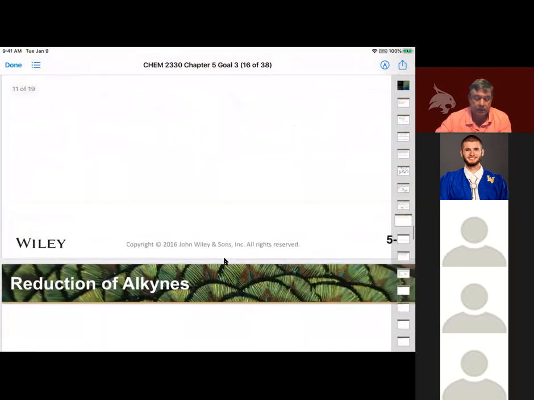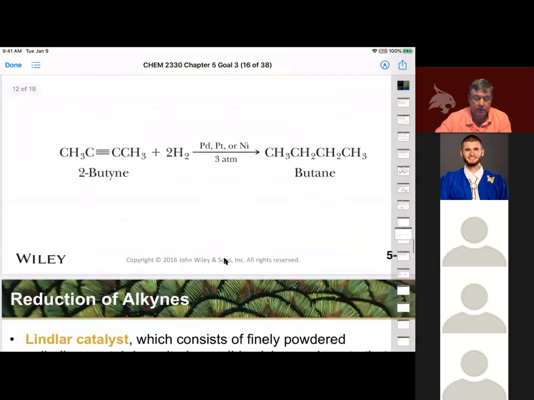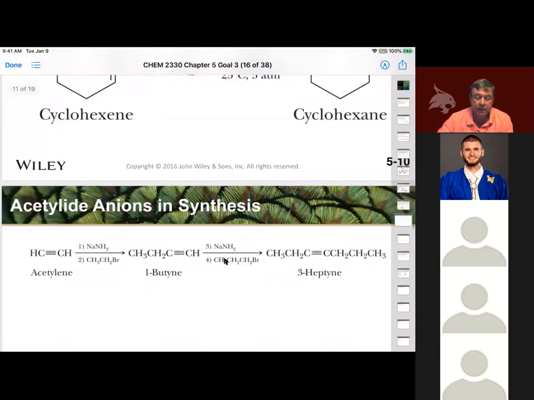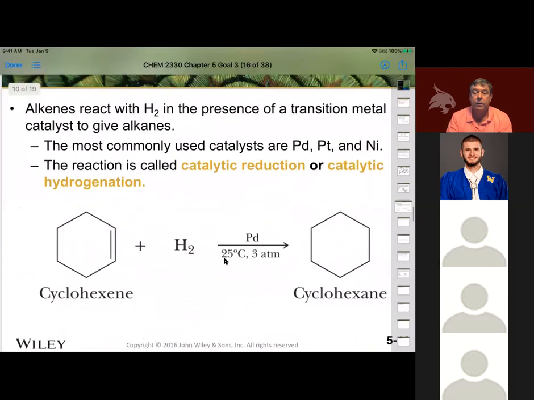And do I have only alkynes now? All right. So I thought I had a summary slide that told you about syn addition versus anti-addition versus mixed.